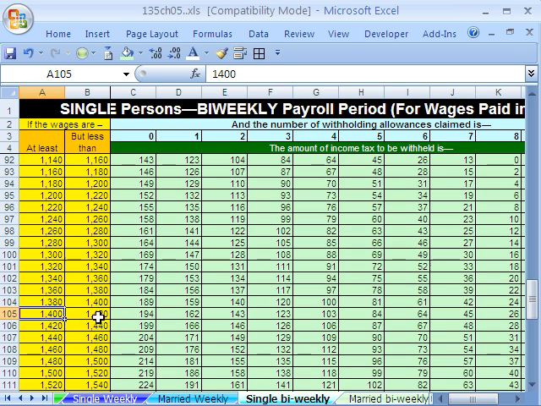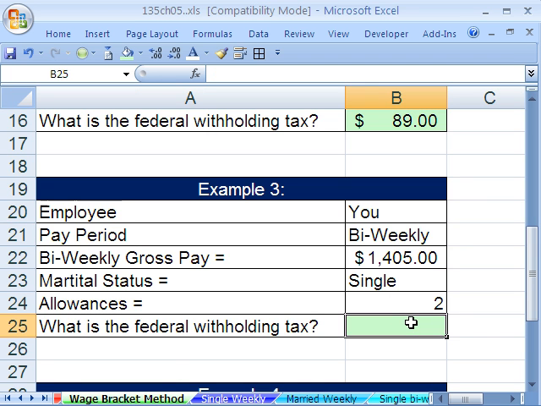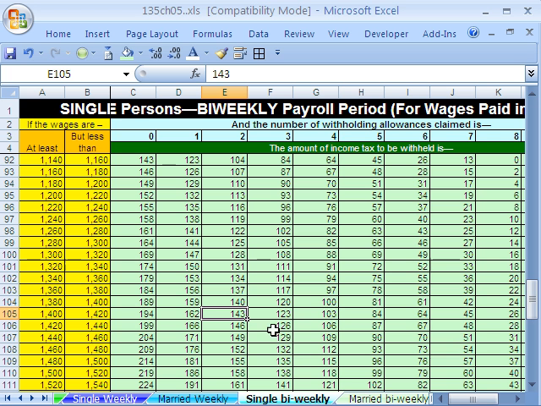$1,405. So it's somewhere in between these values, and it's 2 allowances, so it's 143. So I come back over here, that little green sheet. If I can't see it, I can always use that arrow and then click on there. So this would be 143. Hey, wait a second, I've already forgotten. Oh, there it is, 143.